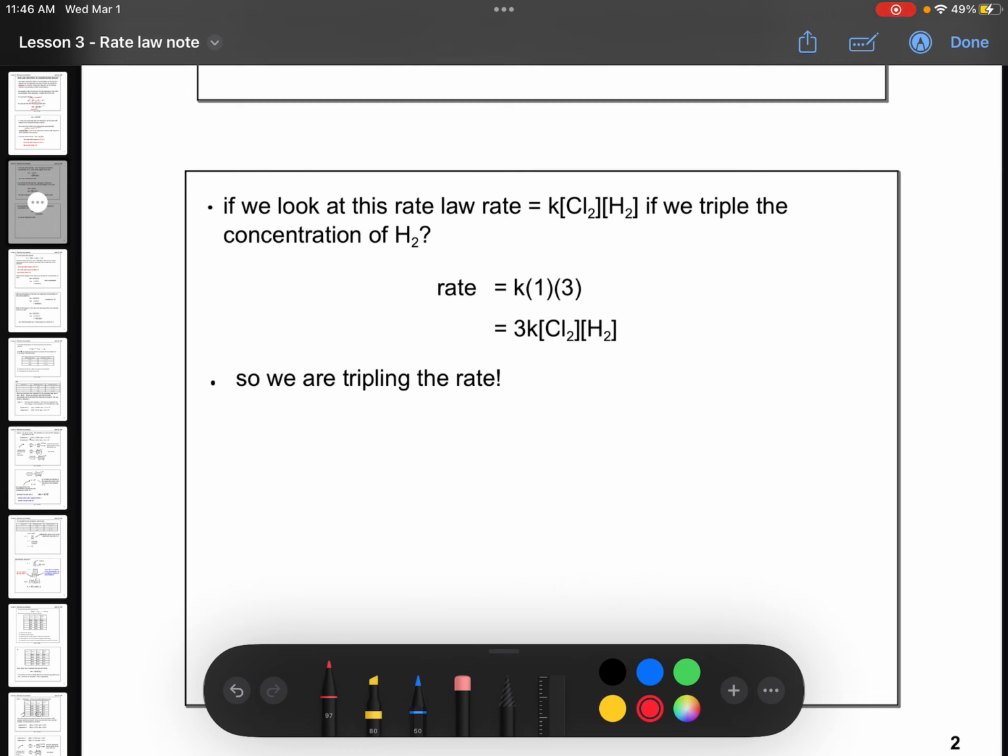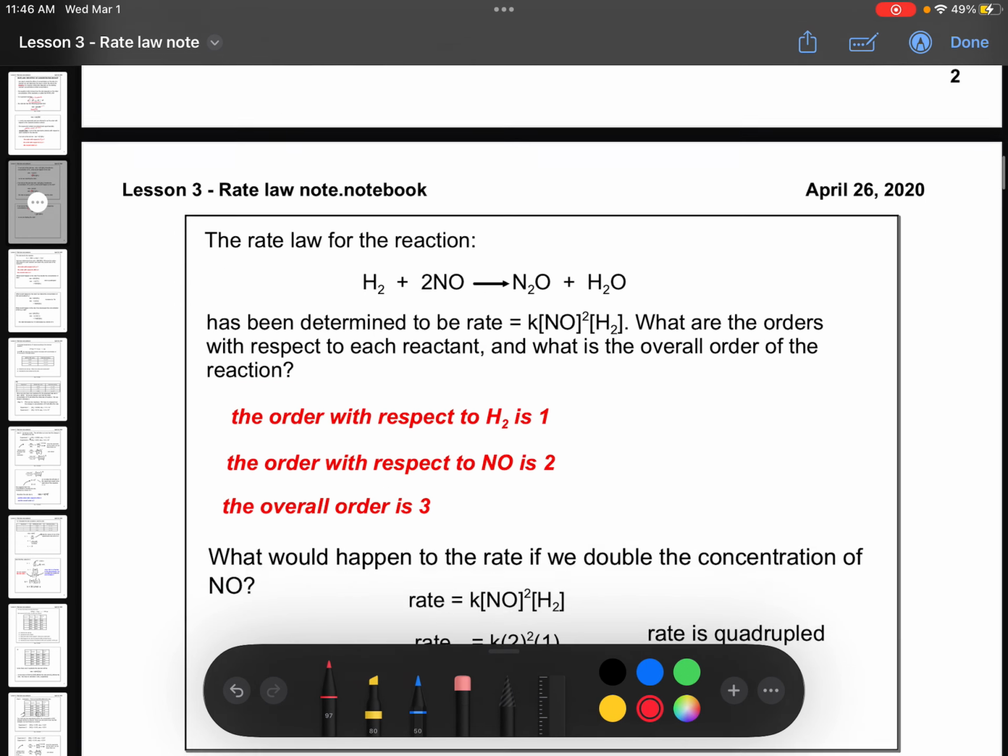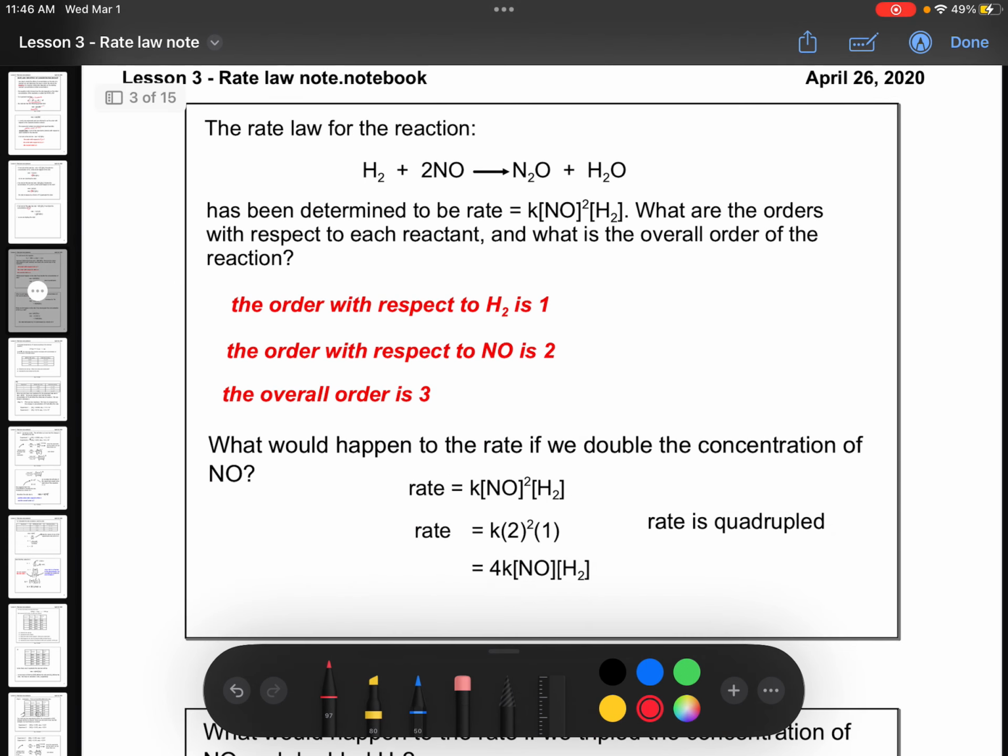If we look at this rate and triple the concentration, we are tripling the rate. This is tripling the concentration of H2, so we would triple the rate. It really depends on what we're looking at, but if we are doubling only one, we would put a 2. If we're doubling the whole thing, we have to put a 4 because it's quadrupling it. If we're only doubling or tripling one, it just depends.